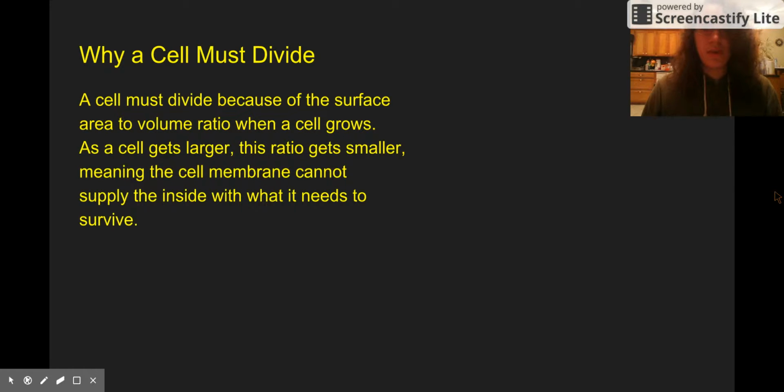Why a cell must divide? A cell must divide because of the surface area to volume ratio that it has when a cell grows. As the cell gets larger, the ratio gets smaller, meaning the cell membrane cannot supply the inside with what it needs to survive.